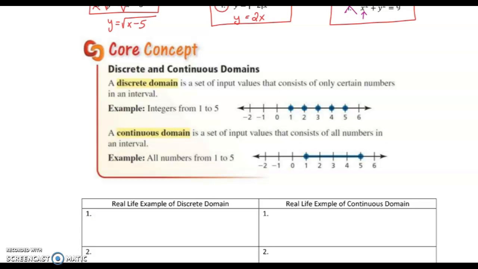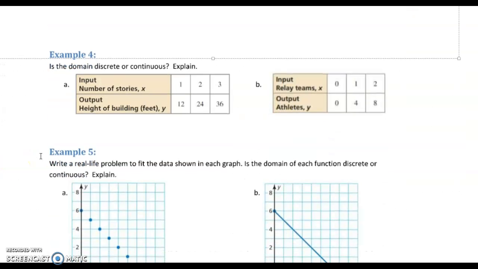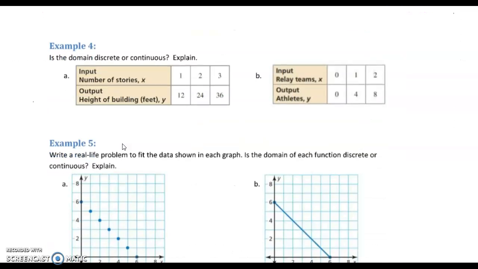Okay, let's go and let's do some examples on our notes page. So let's go ahead and go down to example 4. Okay, so on example 4, is the domain discrete or continuous? So the input is the number of stories, X. All right, so how many stories a building is tall. The output is how tall the building is, like how many feet high it is. So in this case, this would be continuous.